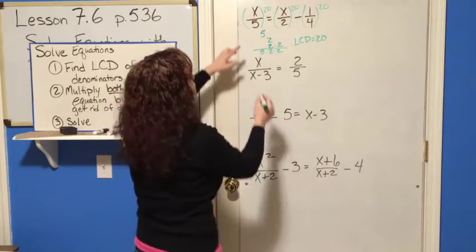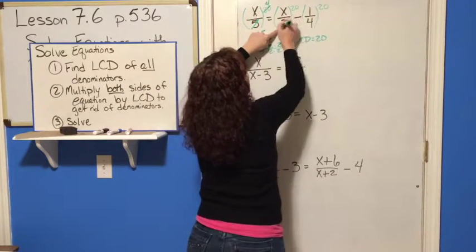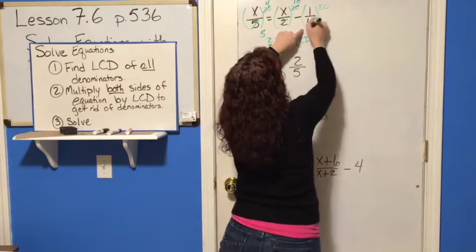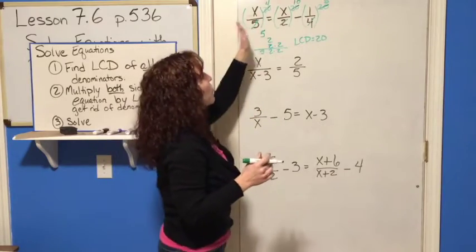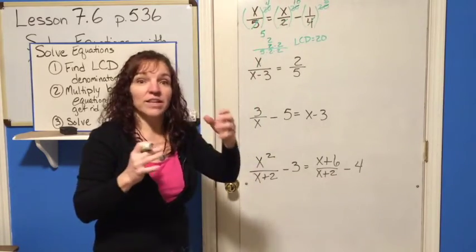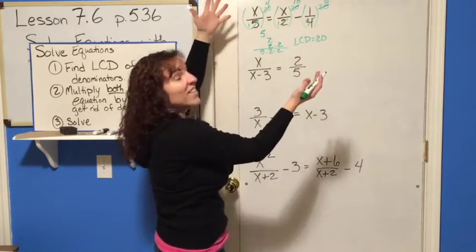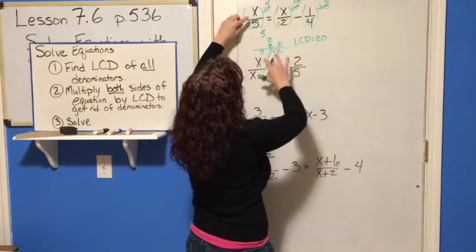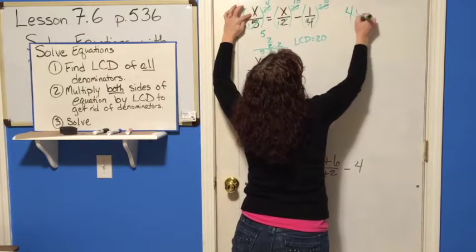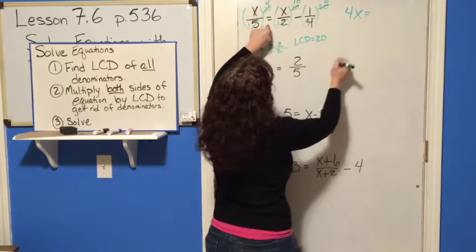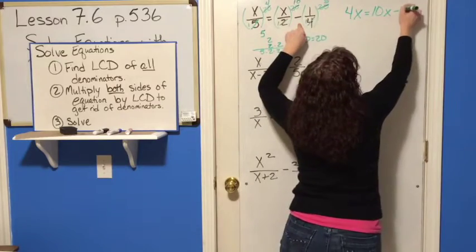Because when you do that, look, 5 times 4 is 20. 2 times 10 is 20. And 4 times 5 is 20. So I'm able to reduce those. Remember, we're multiplying fractions so we can reduce ahead of time. We can cancel things out. And when we do this, my denominators now are all 1. So now, when we multiply through and we get our new equation, we multiply the 4 times x and we get 4x. So 4x equals 10 times x is 10x minus 1 times 5 is just 5.